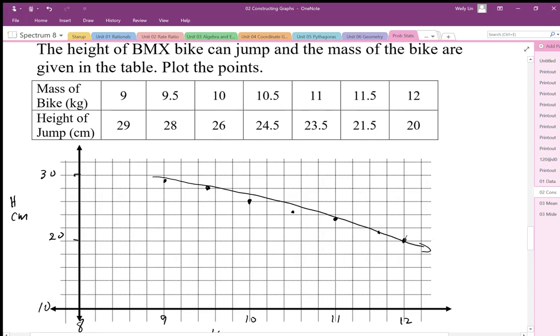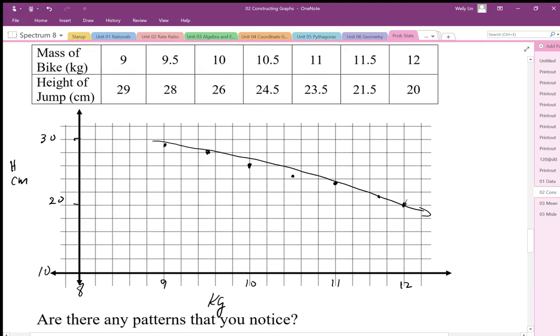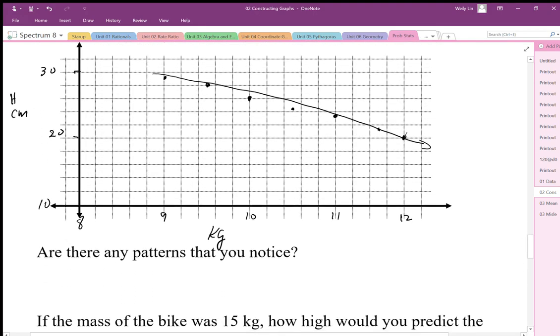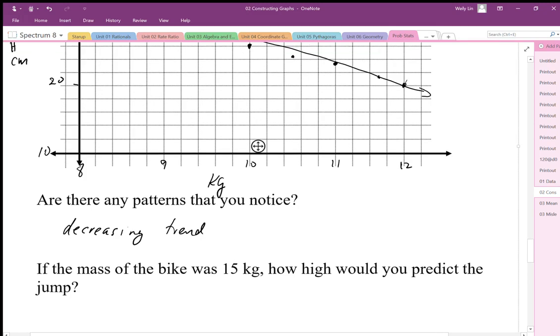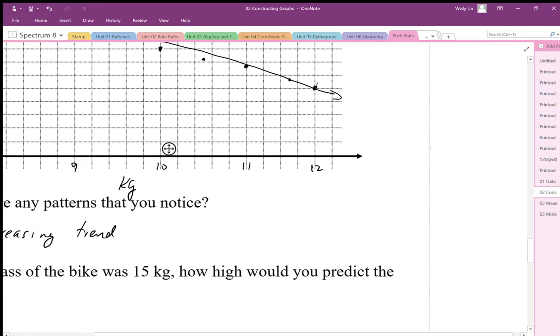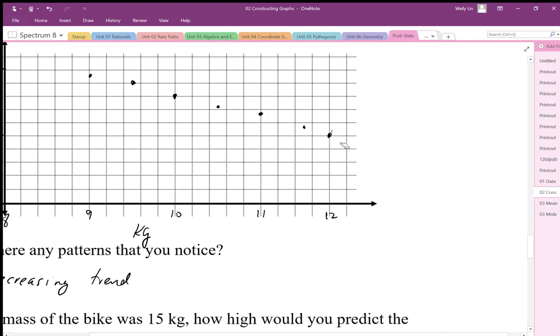So we can see that there is a decreasing trend. Okay, so it's a negative trend. Okay, and we can kind of say that, well, is there a pattern where it's a decreasing trend? And then we can say that the heavier the bike, the less it jumps. Okay, so if the mass was 15 kilograms, so if we were to extrapolate, we could actually use the slope here to predict the jump.